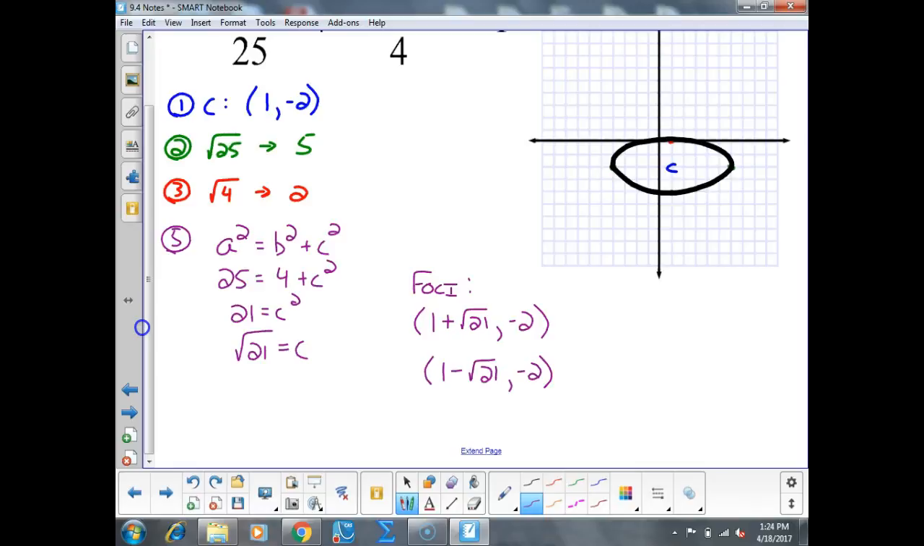Okay. If we were approximating those, would we say 4.6 was the square root of 21? Yeah. So that's going to be at 5.6 comma -2 and -3.6 comma -2. So right there and right in there.